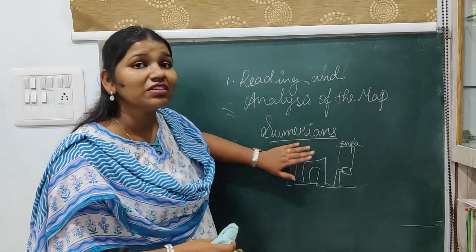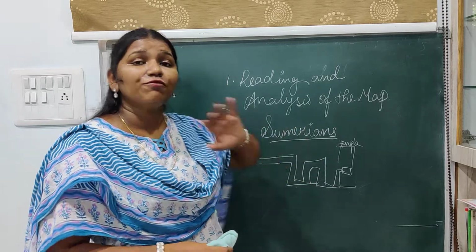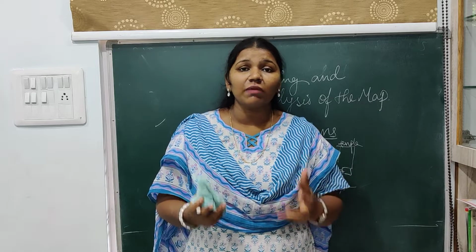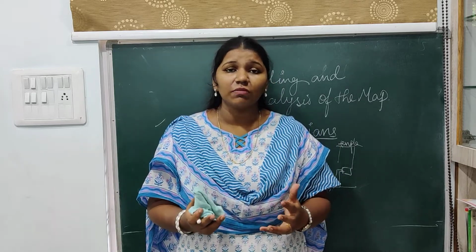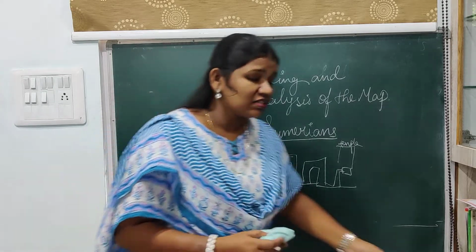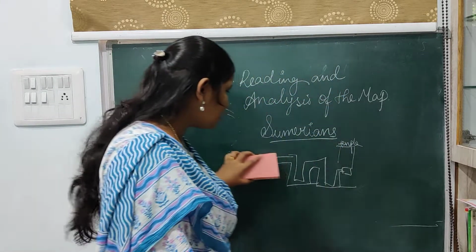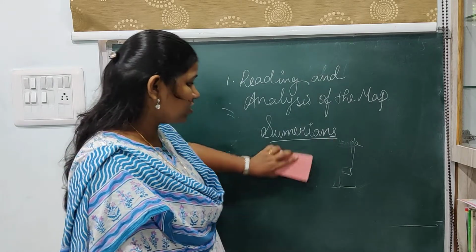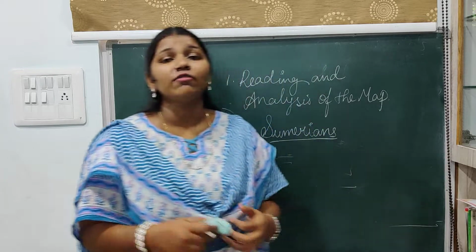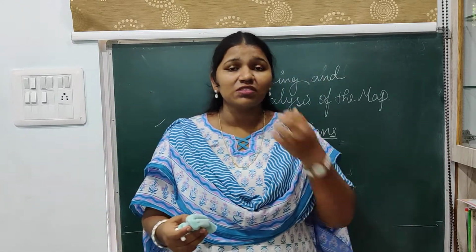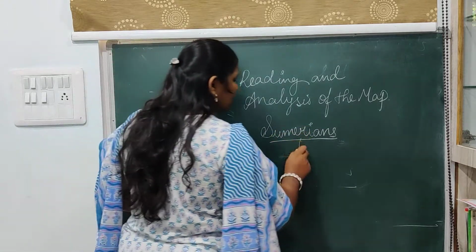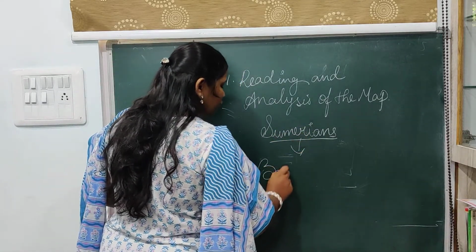So the Sumerians were the first people who started the map and designed the map. After that, when the Sumerians started the maps to hide their treasures, the Babylonians also got an idea: when the Sumerians have designed maps, why can't we design maps? Then the Babylonians, the next people who made maps, were the Babylonians.